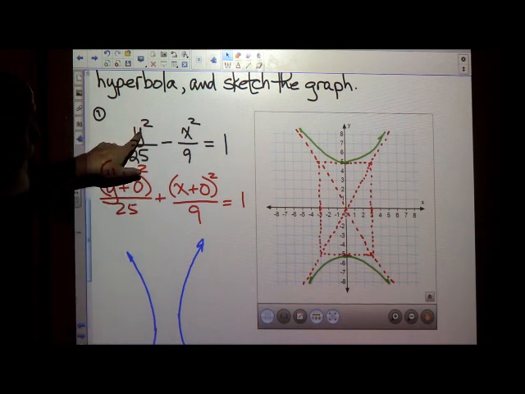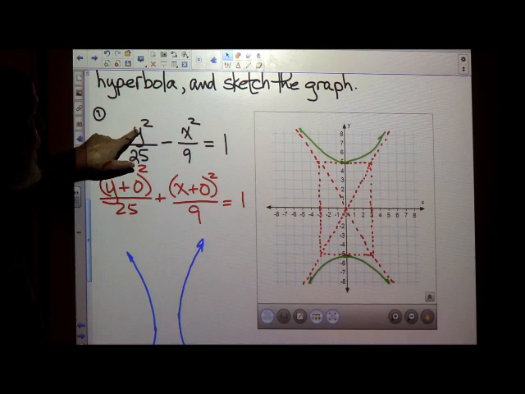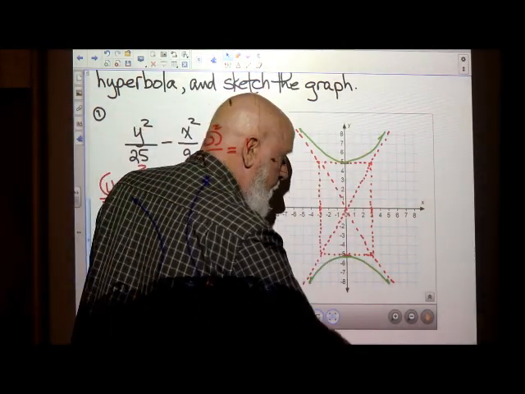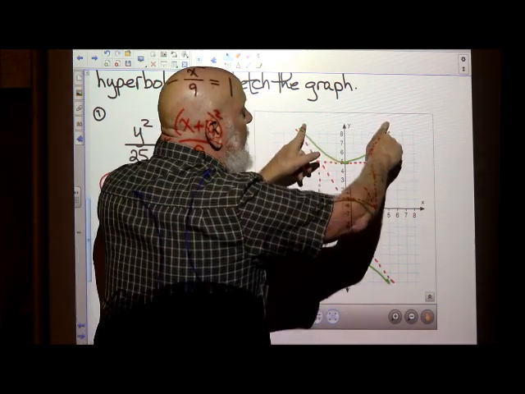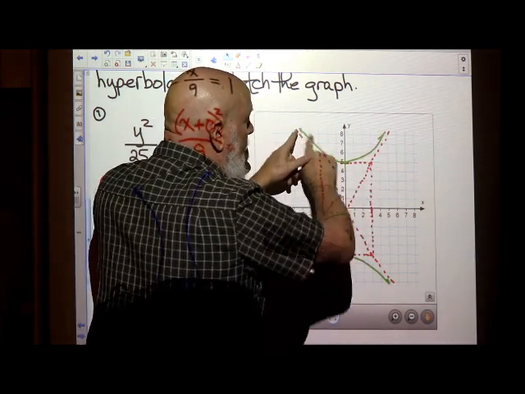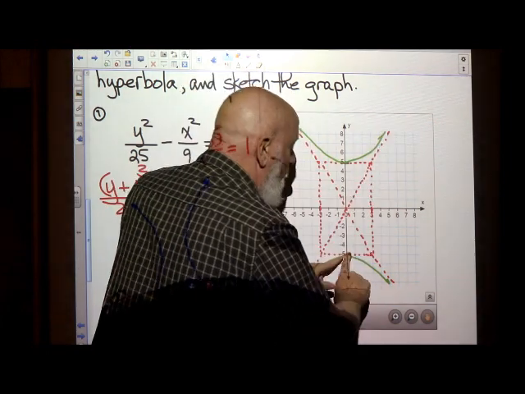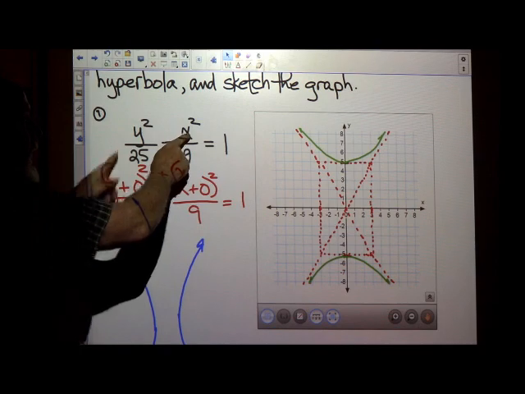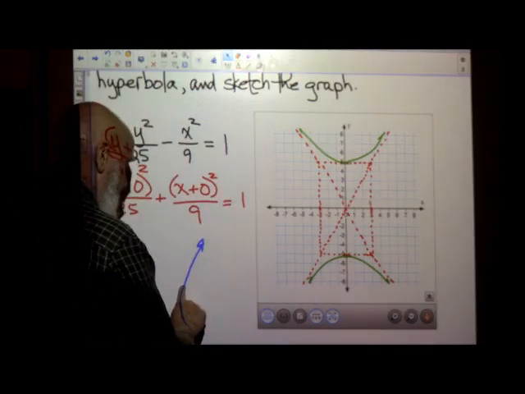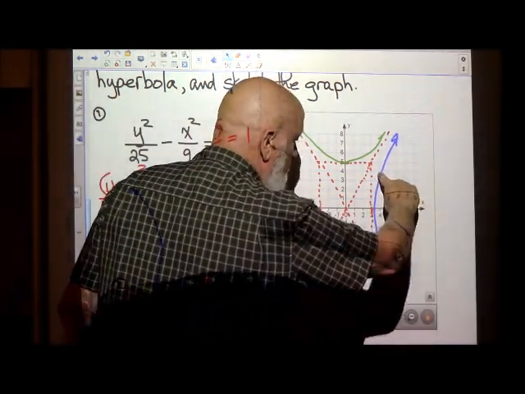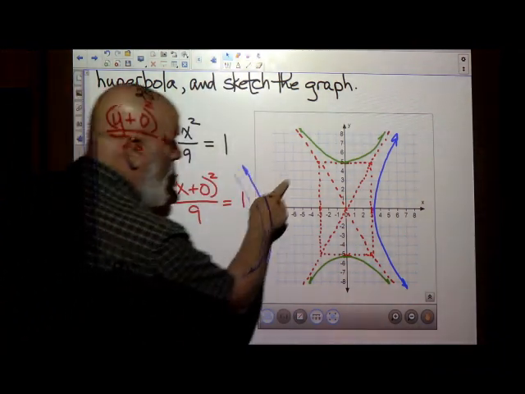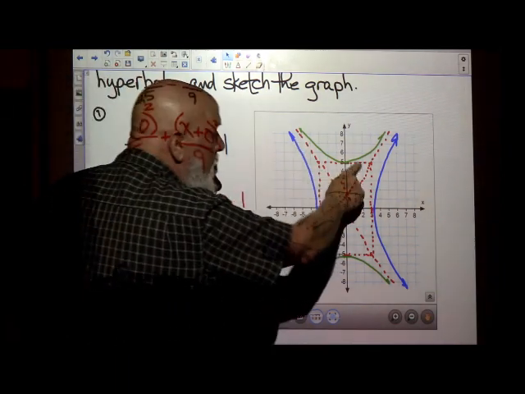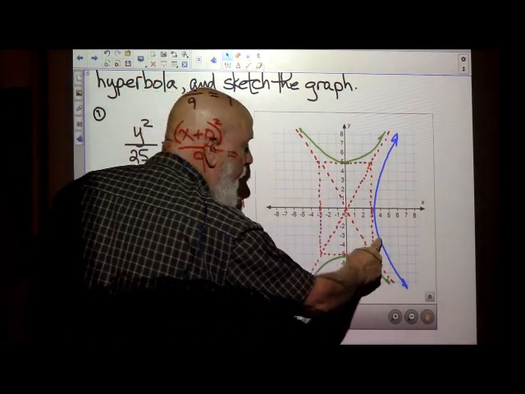Whichever letter comes first, X or Y, if it's Y, the thing is going to be like this. It's going to open upward and open downward, as we say with parabolas. We say the same thing with hyperbolas. This will open up and open down because Y comes first. If the X had come first, it would be this one, the blue one. But the Y came first, so we're dealing with this as our hyperbola right there, the green one.